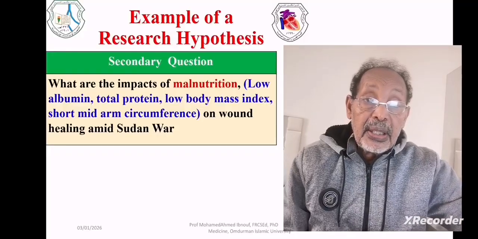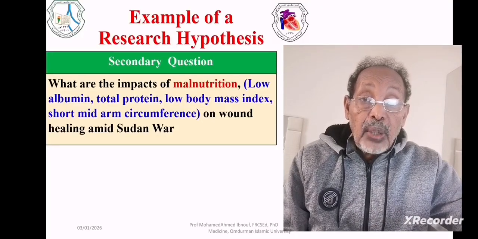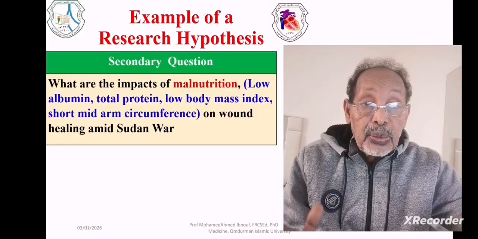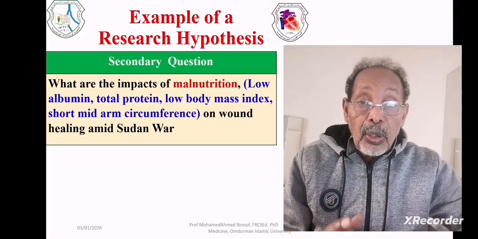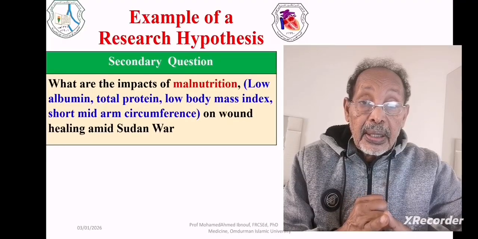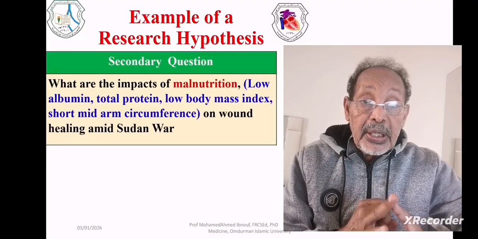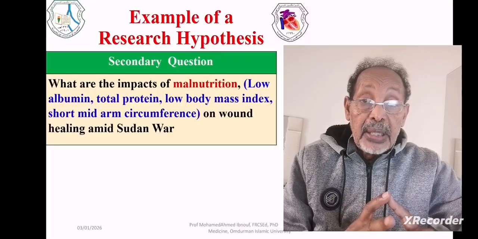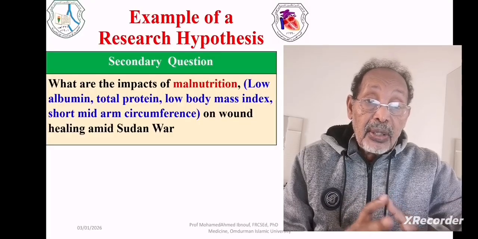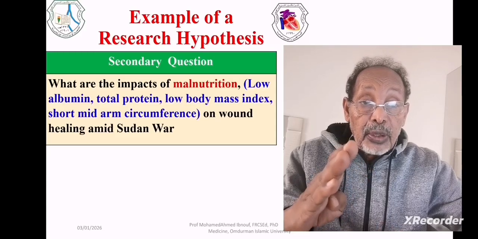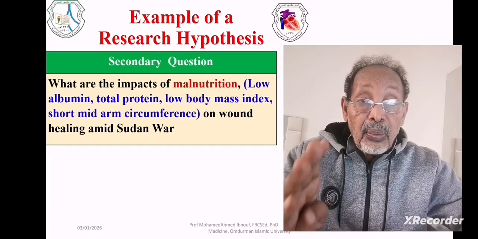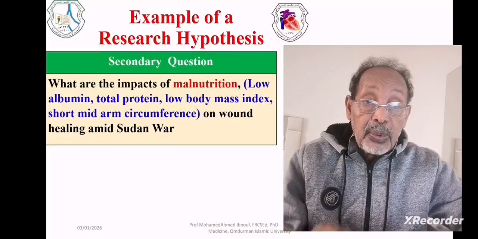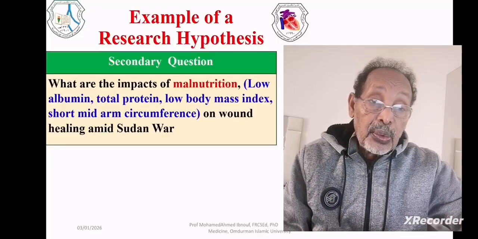Now, a secondary question might state: what are the impacts of malnutrition? And by malnutrition, we introduce new variables: low albumin, low total protein, low body mass index, and short mid-arm circumference. Four variables are now introduced only for malnutrition. What are the impacts of these four independent variables on wound healing amid Sudan war?